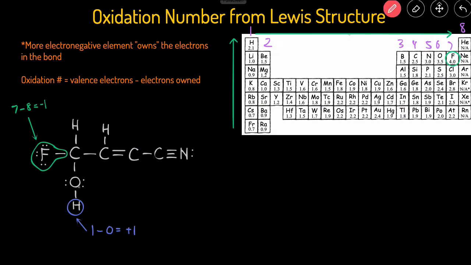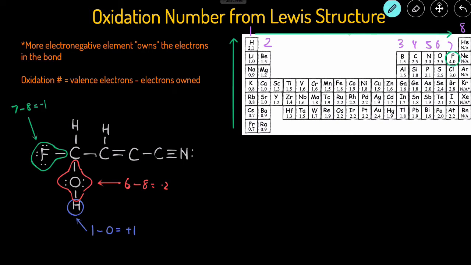Next one, let's take a look at oxygen. Oxygen is more electronegative than hydrogen, so oxygen is going to own both of these electrons in the bond. Oxygen is also more electronegative than carbon. You can see oxygen has a higher electronegativity value than carbon, so it's also going to own both of the electrons in this bond, and it's also going to own the lone pairs because the lone pairs are not shared with any other element. Then the oxidation number of the oxygen will be the number of valence electrons, 6, minus the number of electrons that it owns, 2, 4, 6, 8. So the oxidation number of oxygen will be -2.